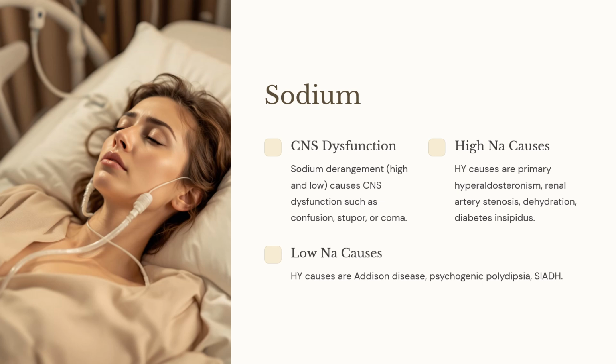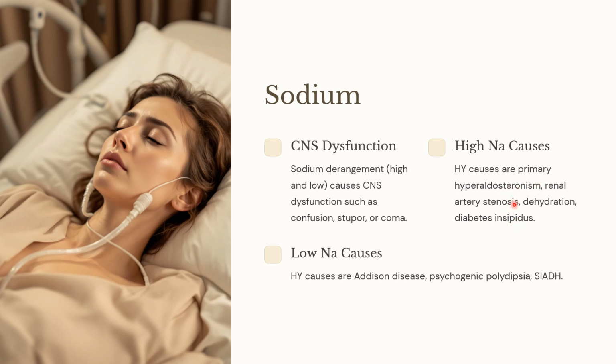What about sodium? Sodium derangement can cause CNS dysfunction such as confusion, stupor, or coma. There are high sodium and low sodium causes. High sodium causes generally include primary hyperaldosteronism, where for no reason the aldosterone is produced in excess. The second one is renal artery stenosis.